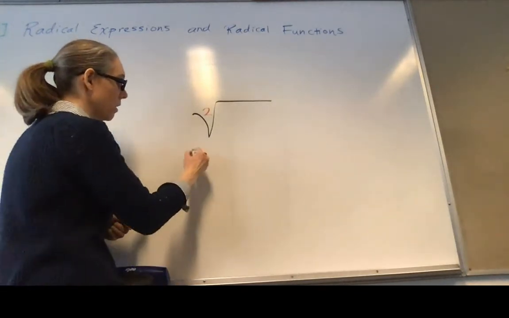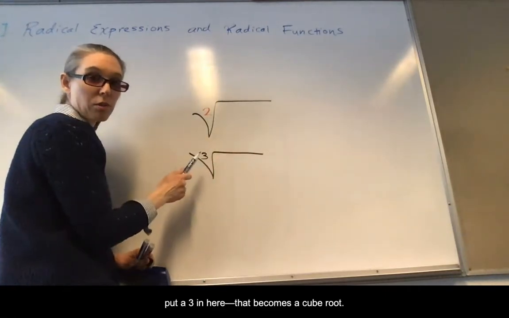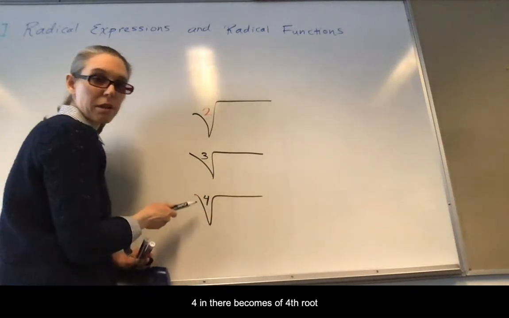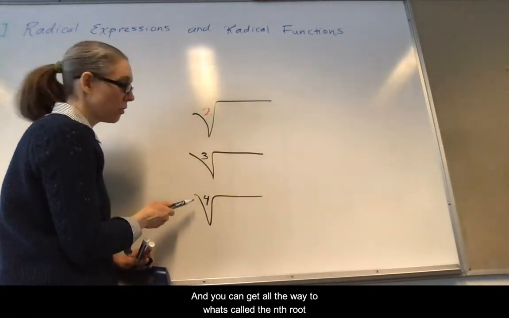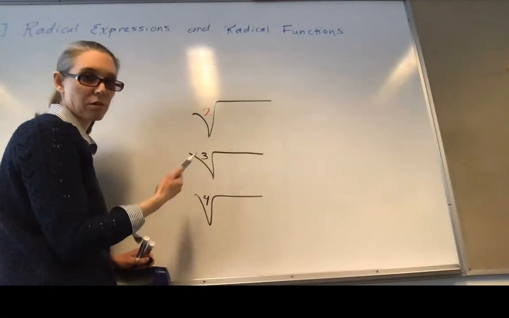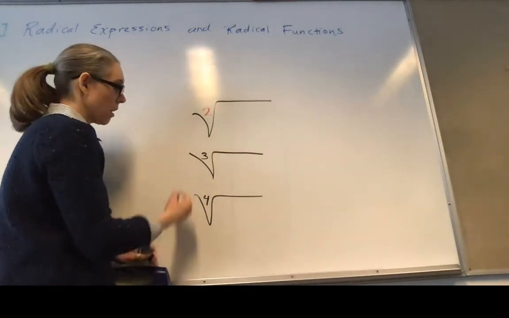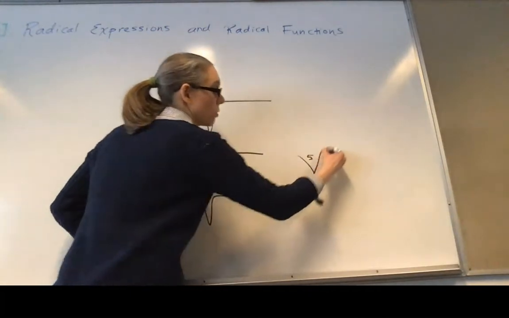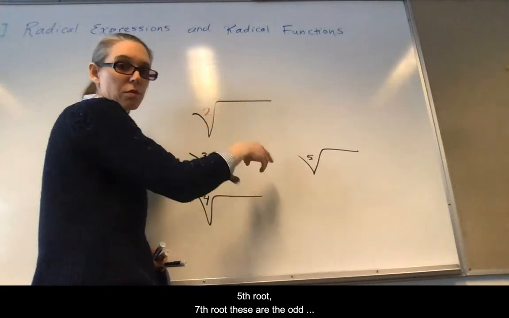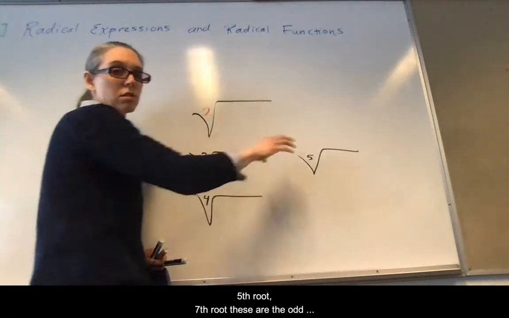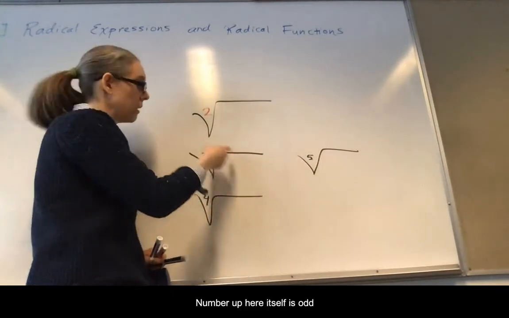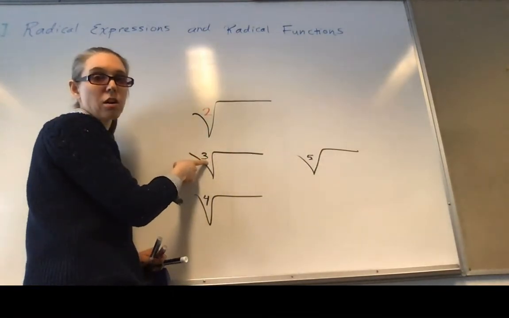Now, if you put a cube, or 3 in here, that becomes a cube root. And if you put a 4 in there, it becomes a fourth root. And you can get all the way to what's called the nth root, which is just pick your number and put it there. But the third root, the fifth root, seventh root, these odd numbers, these are the odd roots. They're not taking a root of an odd number. The number up here itself is odd.